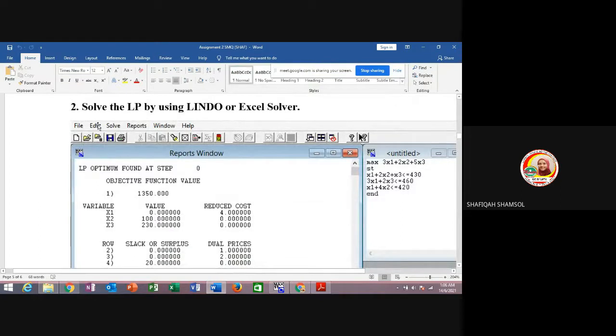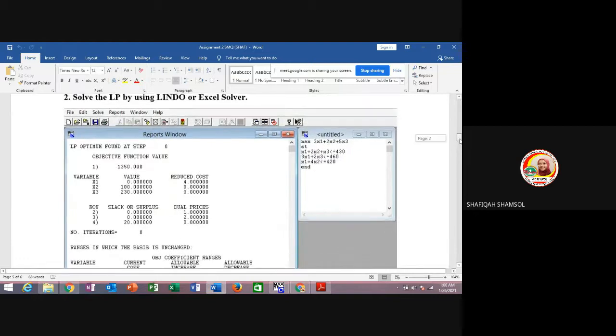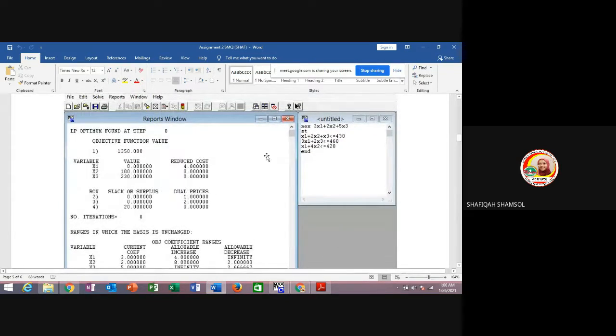So for the second question, solve the LP using Lindo or Excel solver. For this one, the objective function value that we get is 1350. This is the Z value. And for the variables, x1 we get 0, x2 we get 100, x3 230. Okay, the slack or surplus variables: s1 equals 0, s2 also is 0, s3 equals 20.